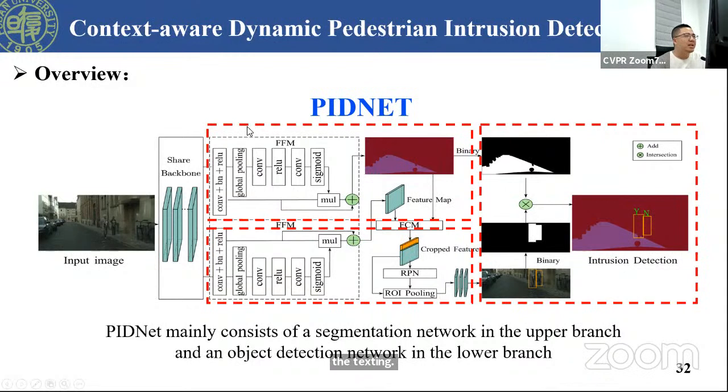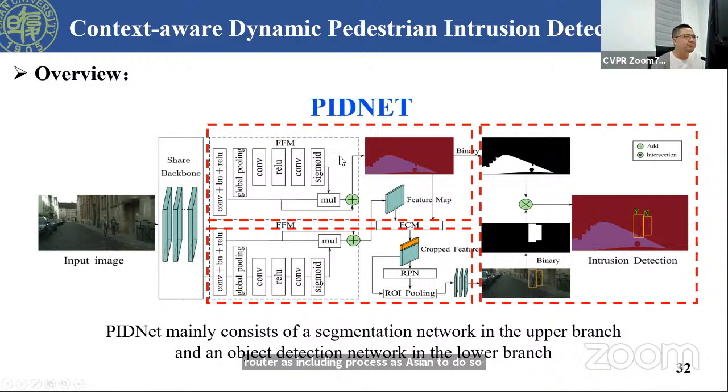This PID network mainly consists of two key parts, shown in the red dotted box. First, an input image goes through a backbone to do the feature extraction. Then the upper part is a segmentation branch, and the lower part is the detection branch. Finally, the results of the segmentation and the detection are fused to give a final decision on whether the prediction is an intruding person. In this case, we pick a person walking on a road as an intruding person.